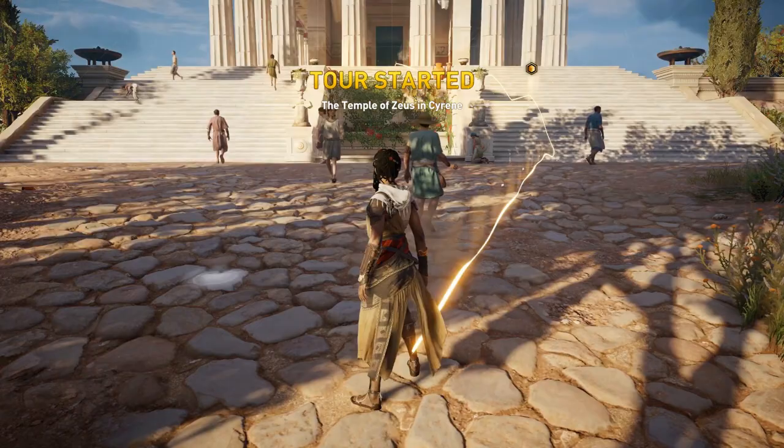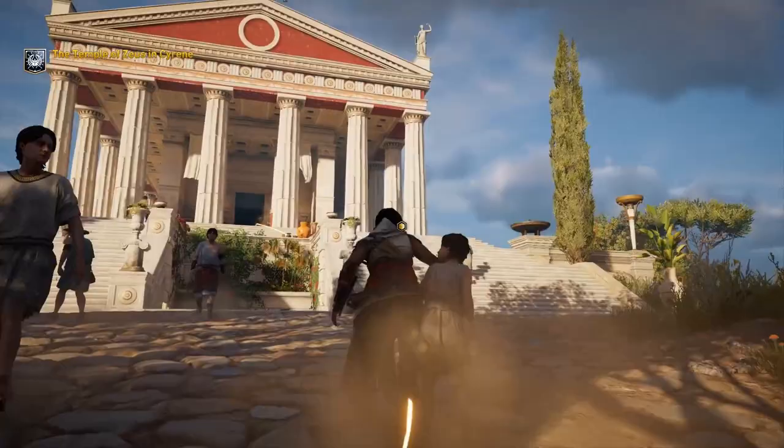Welcome to the Temple of Zeus in Cyrene.